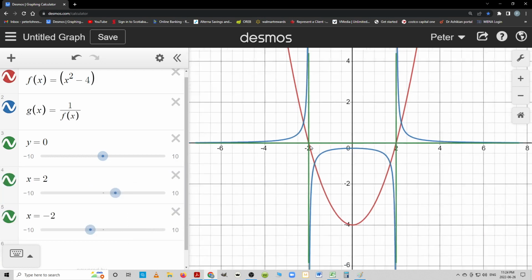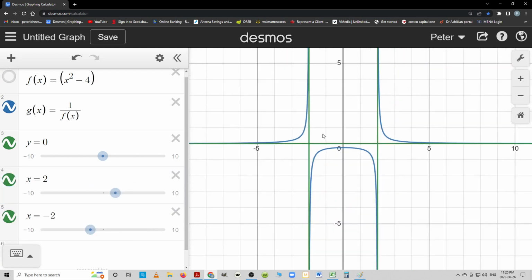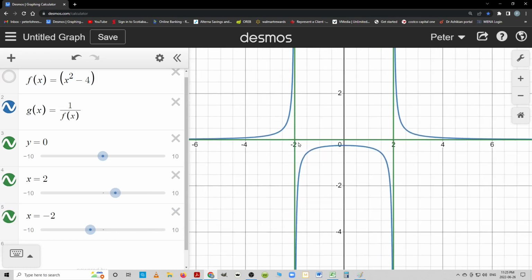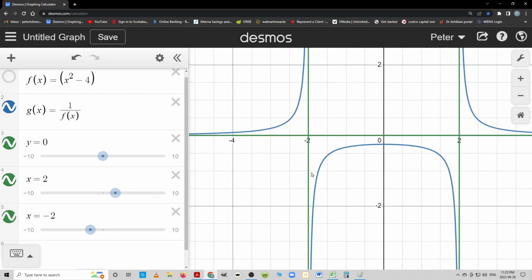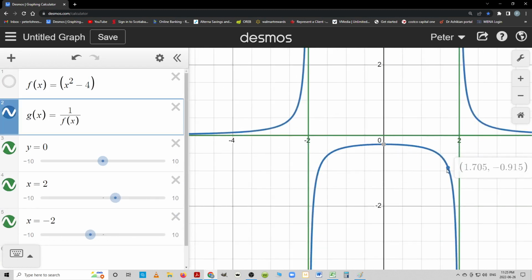There we go. I'm going to turn off the parabola. Sure enough, there are the values as expected. And again, because 1 is the numerator, we'll never have an x-intercept, which means we're always going to be on one side of the horizontal asymptote and on the other. Okay, let's look at the next one.